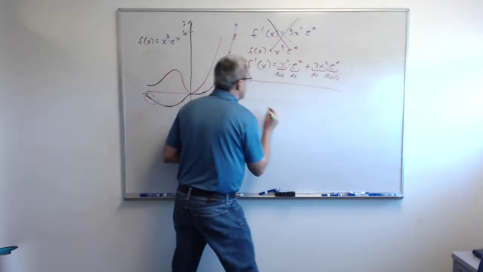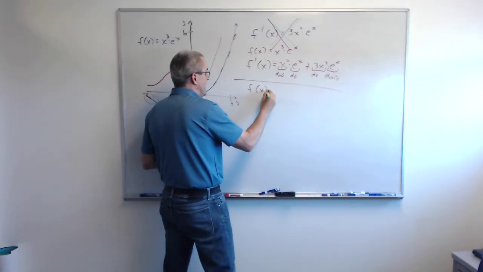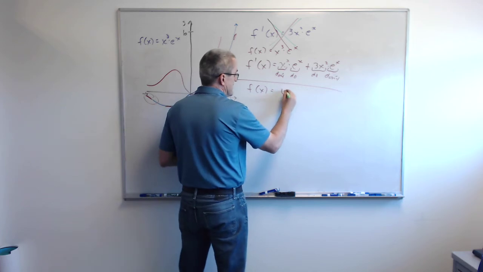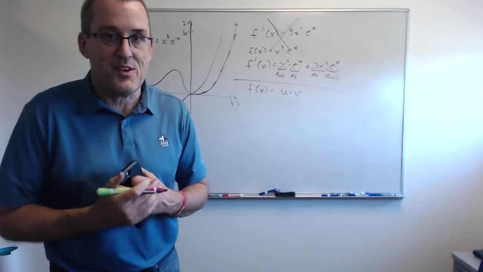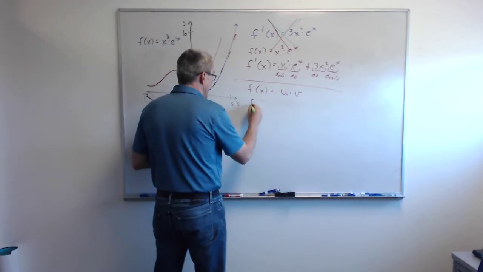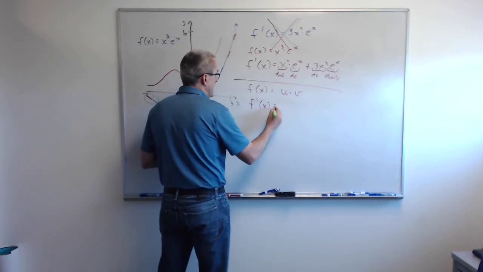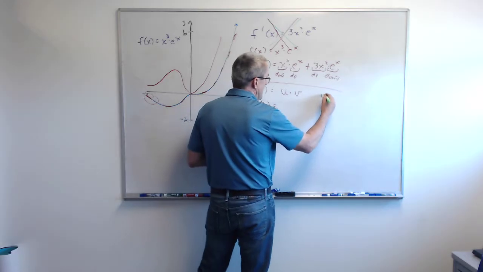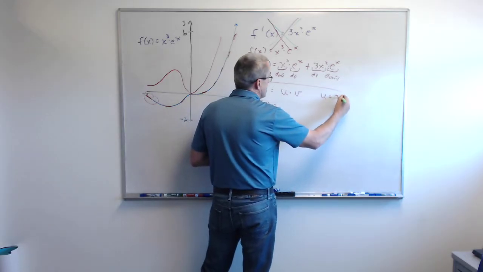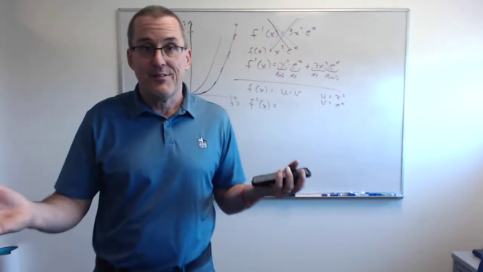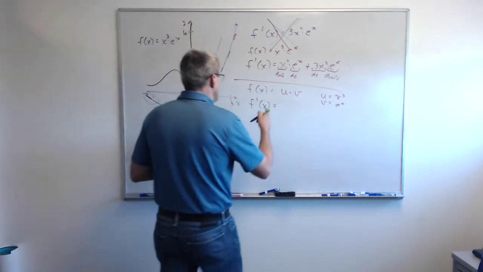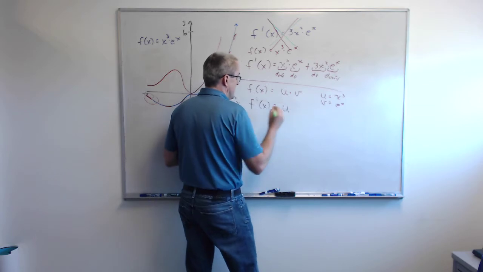In general, it works like this. If you have a function that is the product of something times something, I'm just picking some letters here, u times v, then the derivative of that function, now what I mean by u times v is maybe u is like an x cubed and maybe v is like e to the x or any other functions that you can imagine. But what you do is you don't take the derivative.